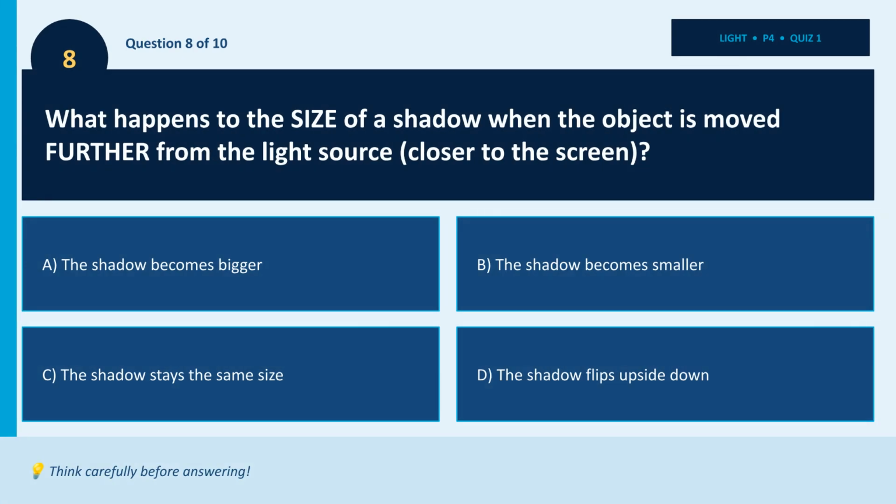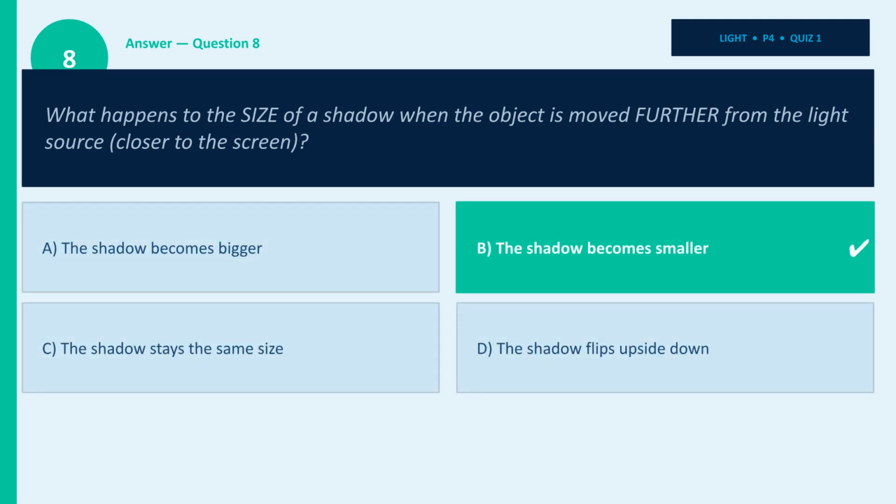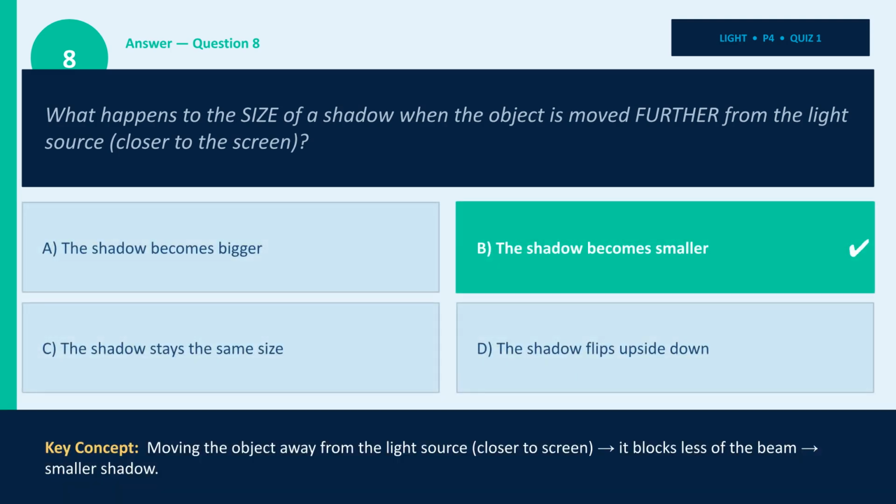Question 8. What happens to the size of a shadow when the object is moved further from the light source or closer to the screen? The correct answer is B. The shadow becomes smaller. Moving the object away from the light source and closer to the screen causes it to block less of the light beam, forming a smaller shadow.